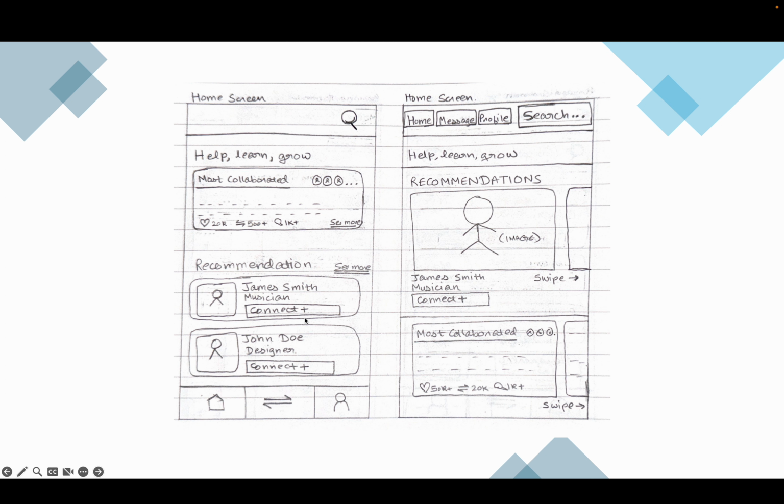Next comes the home screen, which features recommendations and a search bar. One version uses a bottom navigation bar for easy access to home, messages, and profiles, while the other places the navigation bar at the top.